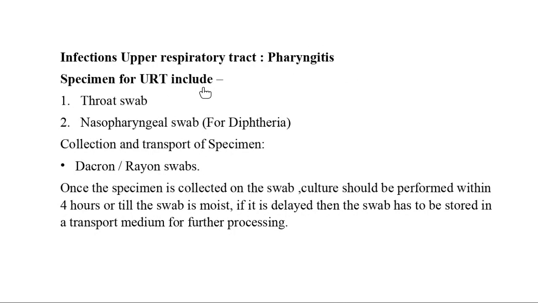So which type of specimen do we require for upper respiratory tract infection? They include the throat swab and the nasopharyngeal swab. Throat swab is mostly for pharyngitis and nasopharyngeal swab mostly for diphtheria. After collection of the throat swab and nasopharyngeal swab, the next step is to transport the specimen. When we transfer the specimen to the lab, it should be cultured and processed within 4 hours. If the swab is dry, it means the specimen has been destroyed, so there is no need to use the specimen.